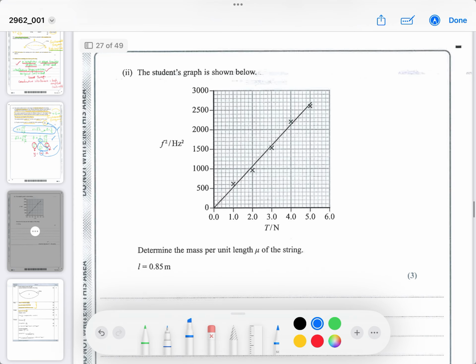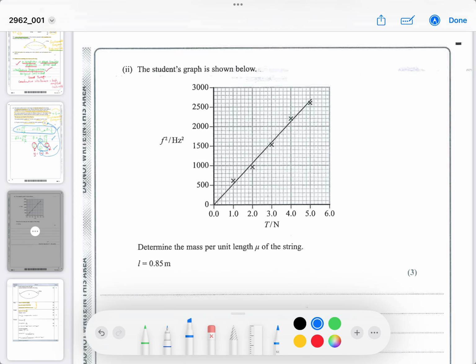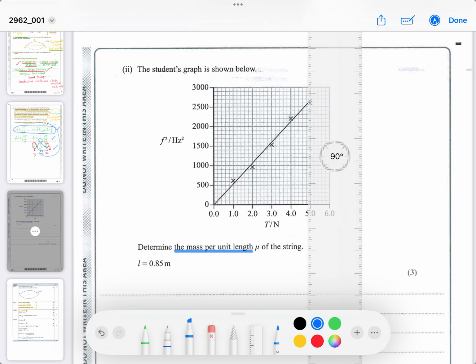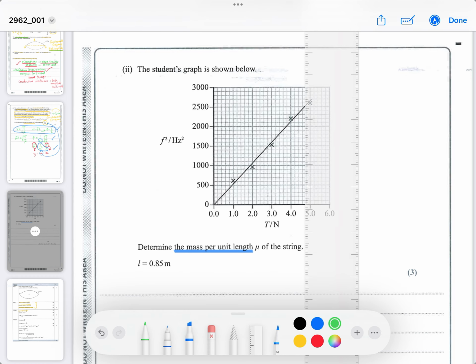And here's the results. They want you to now work out mu. Okay, so you've got to use the equation they've given you, and you've got to work out the gradient. And I think they've done it in the mark scheme at 4.7, 2,500. So where the 2,500 line is, they've done it there.